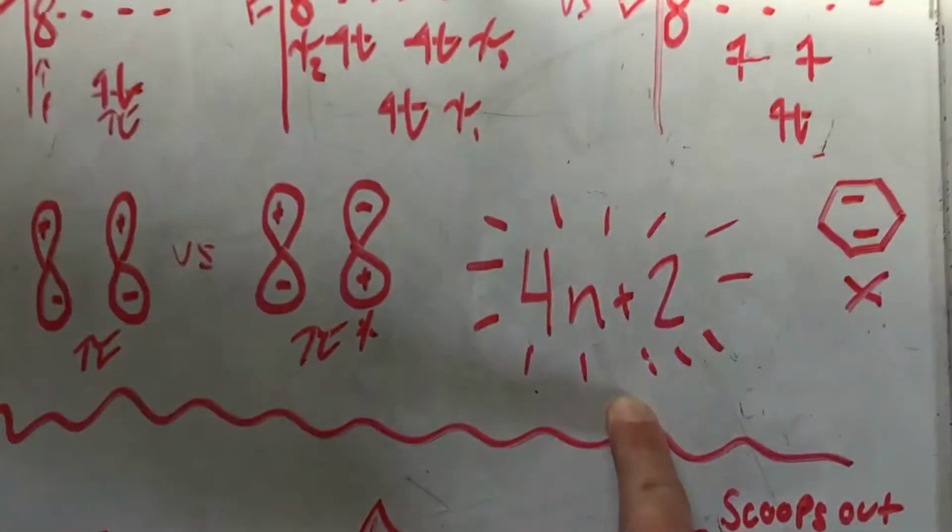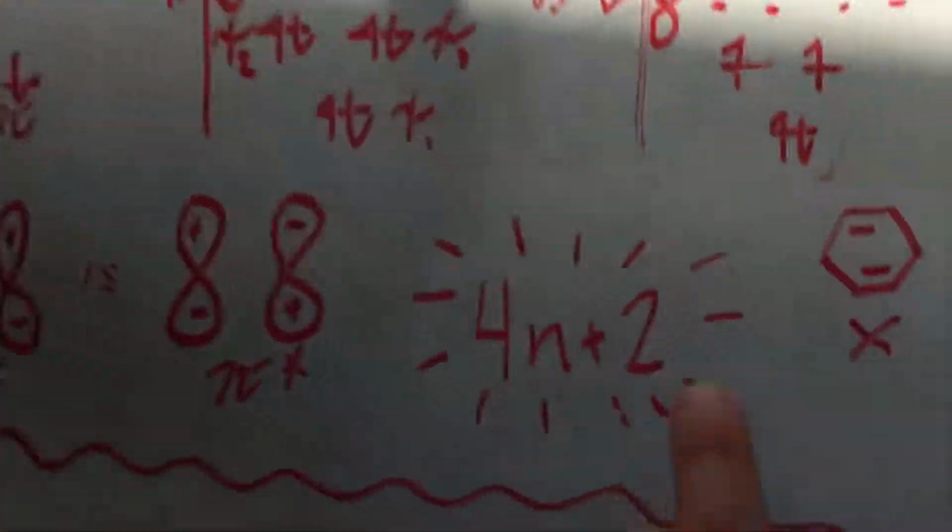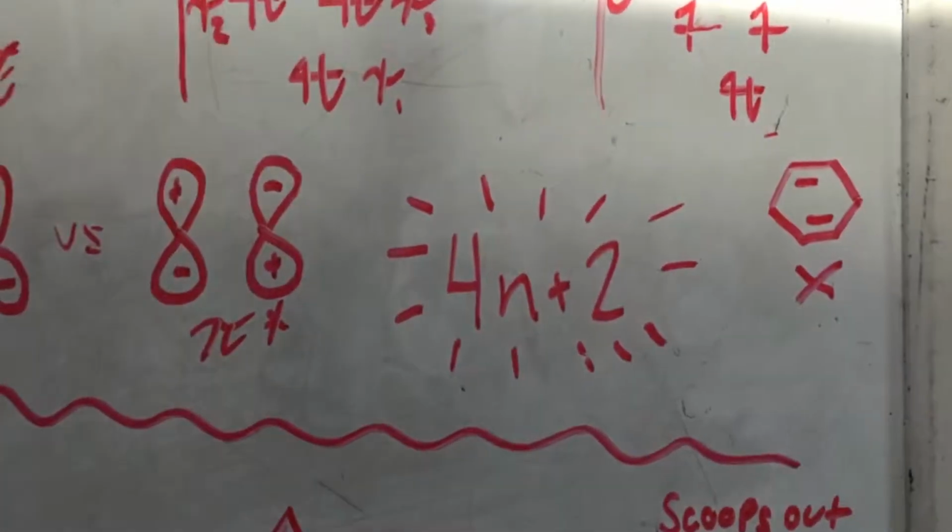So this is the key. This is the thing that Dr. Ray is looking for, if you know this 4n+2 rule. Because if you can use this 4n+2 rule, you don't have to worry about any of this. So this is just so that you understand where the 4n+2 rule comes from.